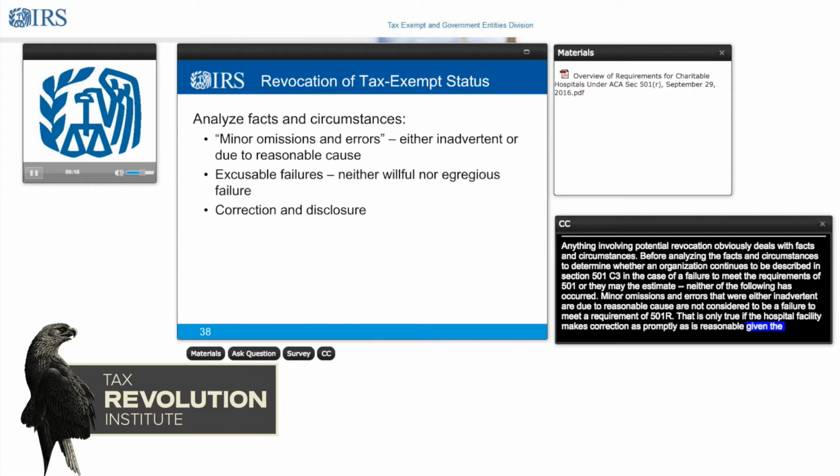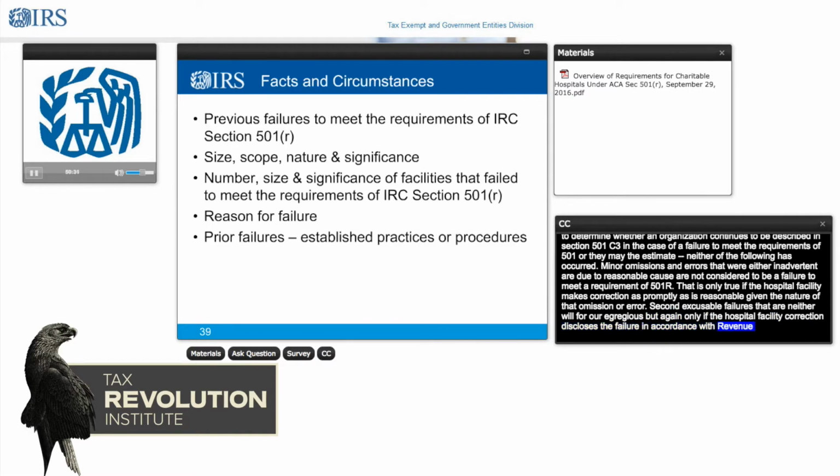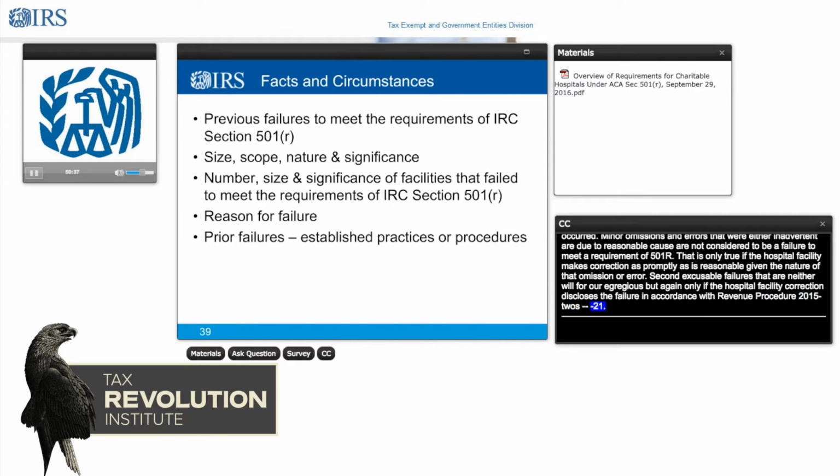Second, excusable failures that are neither willful nor egregious, but again, only if the hospital facility corrects and discloses the failure in accordance with Revenue Procedure 2015-21. Cheryl, can you talk a little bit more about the facts and circumstances that the IRS considers in this respect? I know there are quite a few of them.